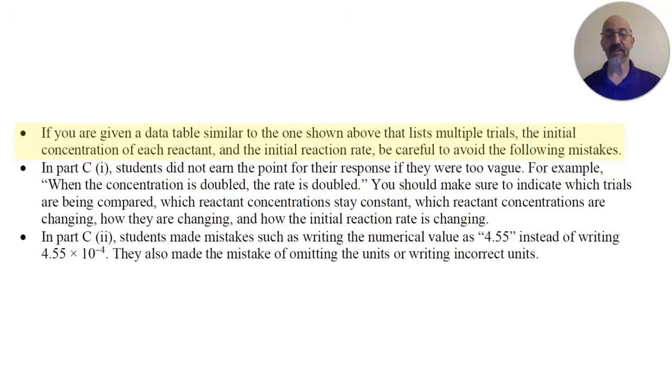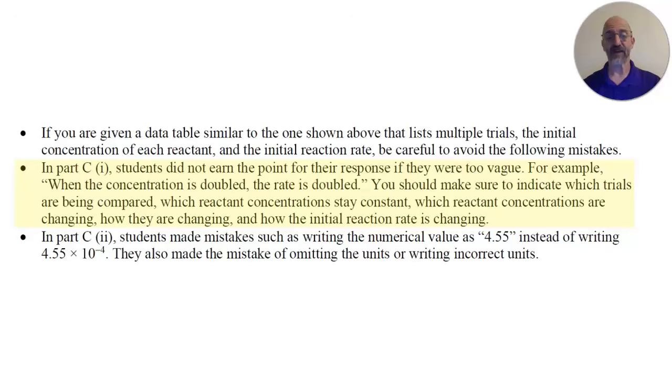Now, these mistakes that I'm mentioning were observed from students who answered question 2, part C on the 2025 AP Chemistry exam. So in part C-I, students did not earn the point for their response if they were too vague. So for example, all they said was something such as, quote, when the concentration is doubled, the rate is doubled. Now, if you answer a question like that, you should include which trials are being compared, which reactant concentrations stay constant, which reactant concentrations are changing, how they are changing, and also how the initial reaction rate is changing.